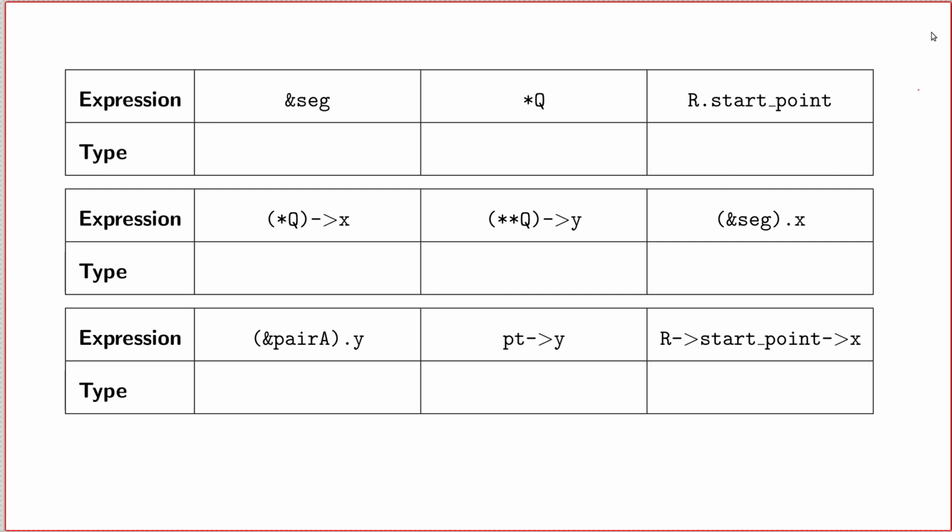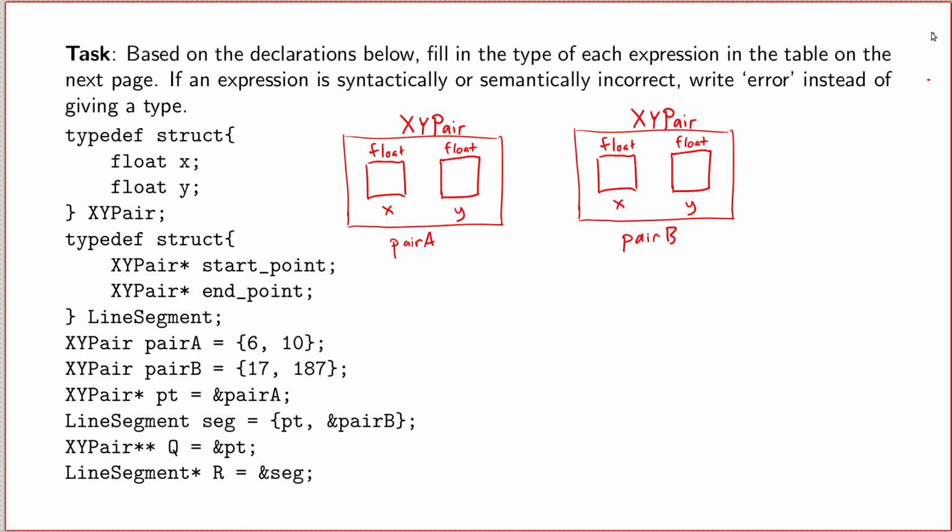To do that, we're going to need a diagram. I've cheated a bit. I've already drawn up onto my diagram the structure definition for the first two things, just to save some dead air. My first assignment is pair A equals 6, 10. Remember that when we're initializing a structure, if we provide an initializer in curly brackets, we just assign members in the same order they appear in the structure definition. The first thing is the 6, and the first member to appear in the definition is X, so 6 goes into X. Pair A ends up containing 6 and 10, and pair B ends up containing 17 and 187.